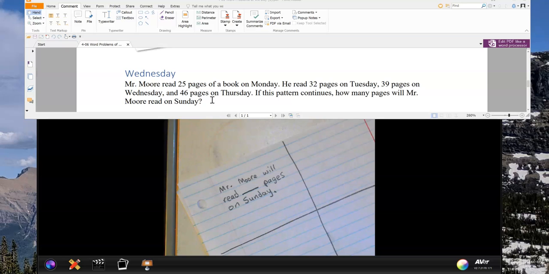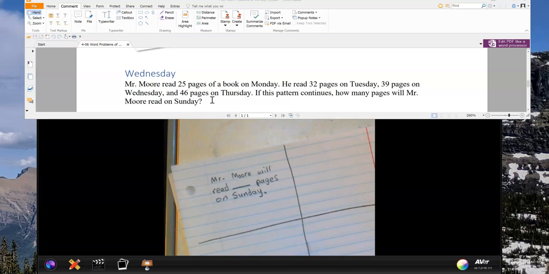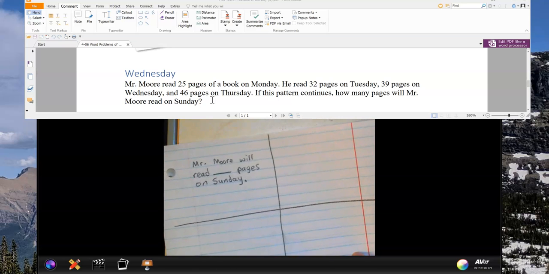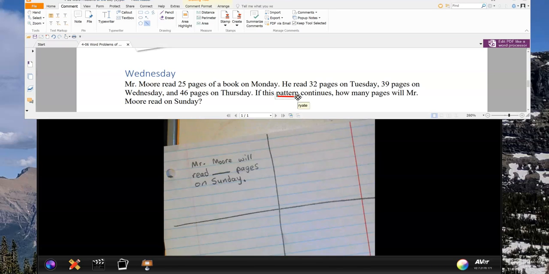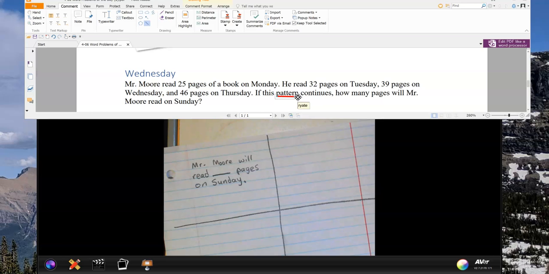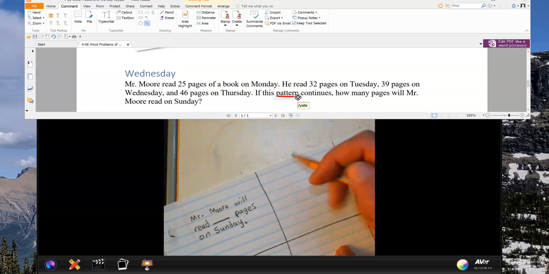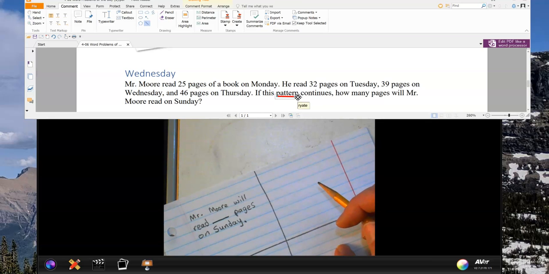Now that I've got my answer sentence, I was about to jump in and do a unit bar, but I realize I see this keyword in here, pattern. When I see the word pattern, that gives you an idea that maybe a unit bar is not the best thing to do, but maybe use a table. Tables are a good way for us to show what the pattern is. So I'm going to go ahead and make myself a table. And hopefully, if you saw that word pattern when you were solving this, you did the same thing.